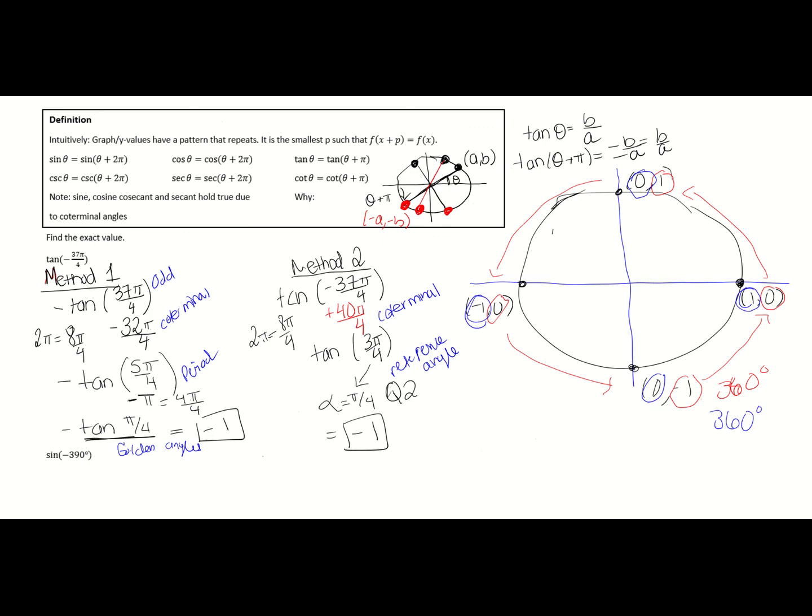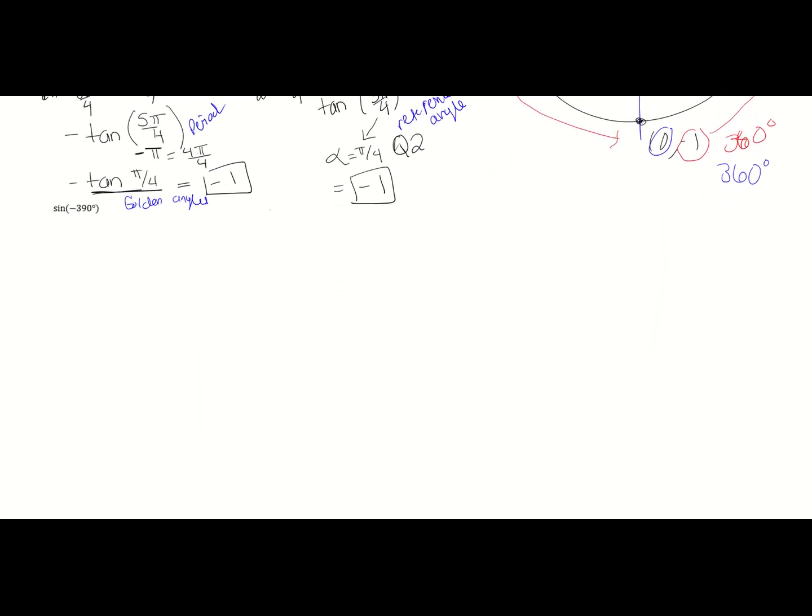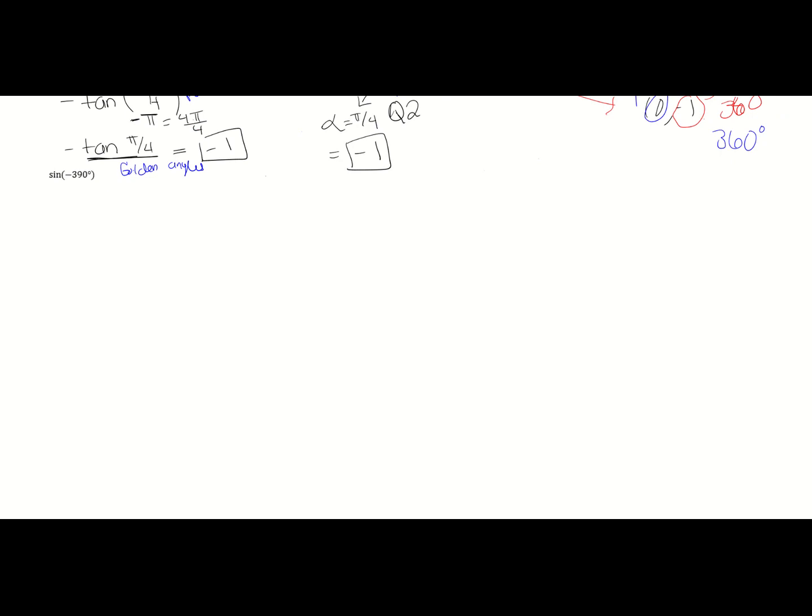All right, let's do one more. In degrees, yay. So let's do the sine of negative 390 degrees. Let's stick to the same colors. First, I could use the odd property. Sine is odd, so it would give me negative sine of 390 degrees. I could then subtract a full revolution, minus 360. That would give me negative sine of 30. 30 degrees is a golden angle. The sine of 30 degrees is 1/2, so this is negative 1/2. Done.